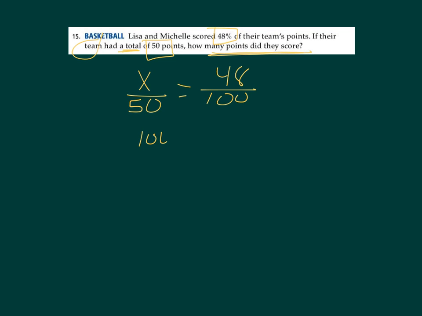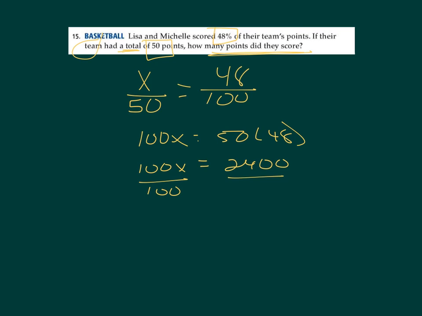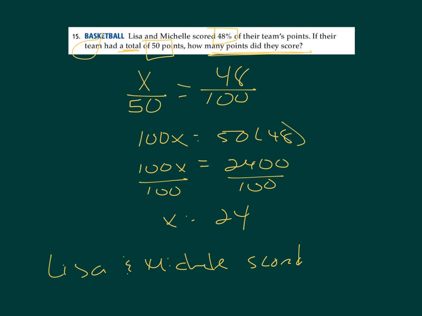I do my cross products. 100x equals 2400. I divide each side by 100, and x equals 24. So this tells me that Lisa and Michelle scored 24 points.